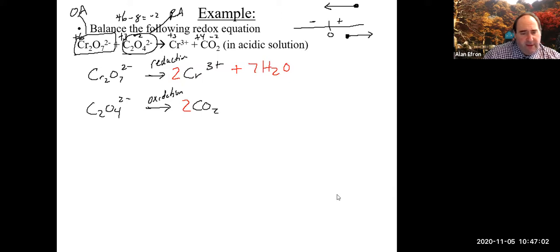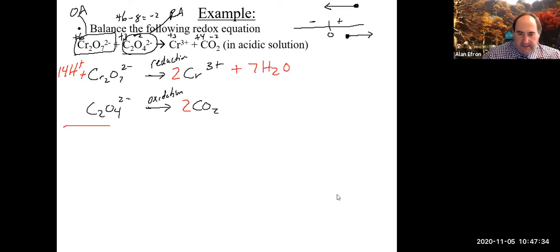Because we did our 7 waters, we do need to put 14 H pluses on the other side to balance out the hydrogens. On the bottom, we have 4 oxygens on the left. By putting the coefficient here, we got 4 oxygens on the right as well. So we don't need to add any water to the bottom, because balancing the carbon also balanced out our oxygen. Any questions on that so far?